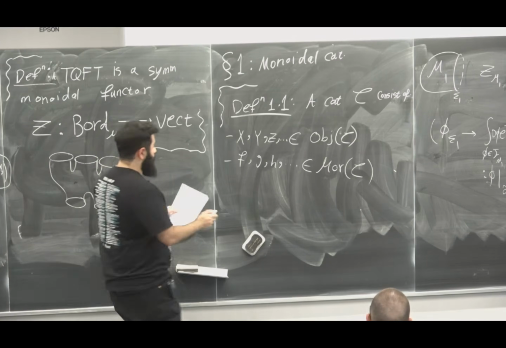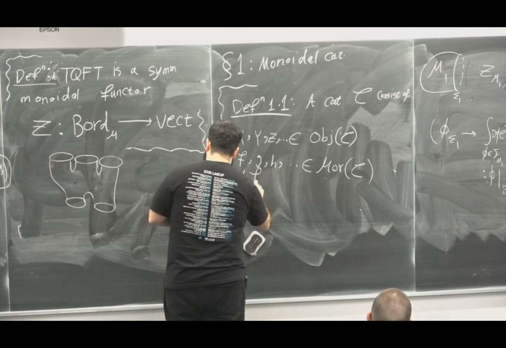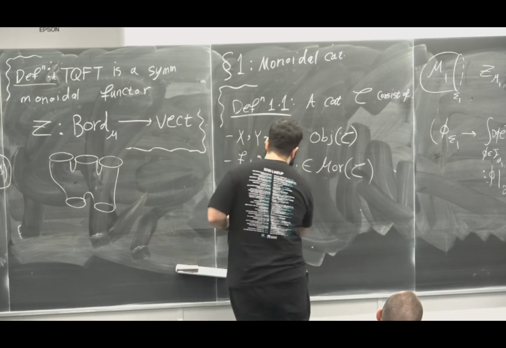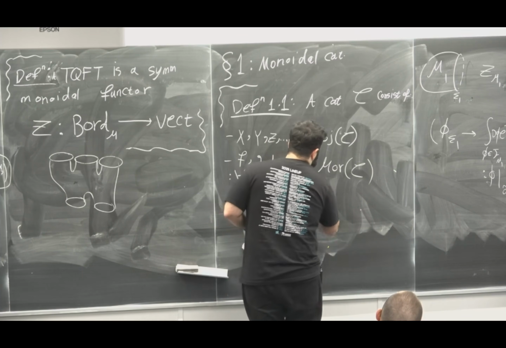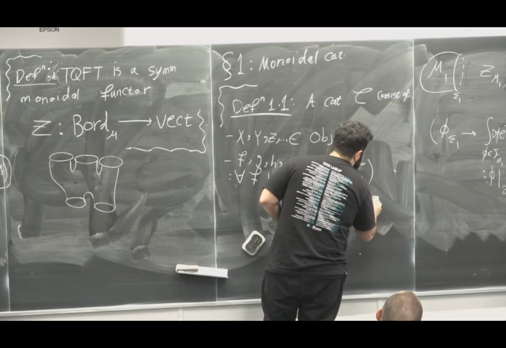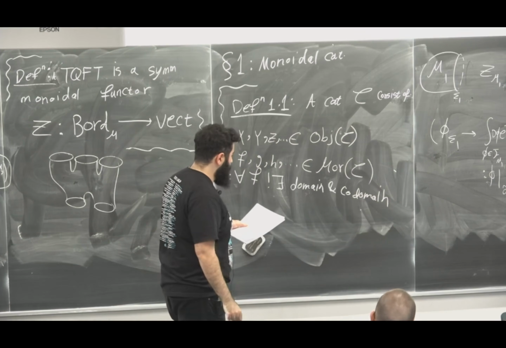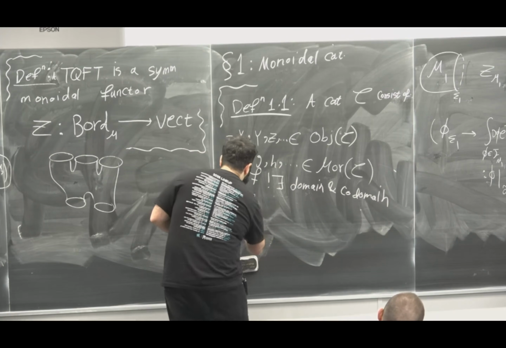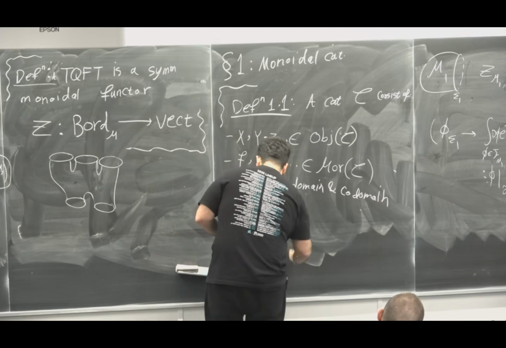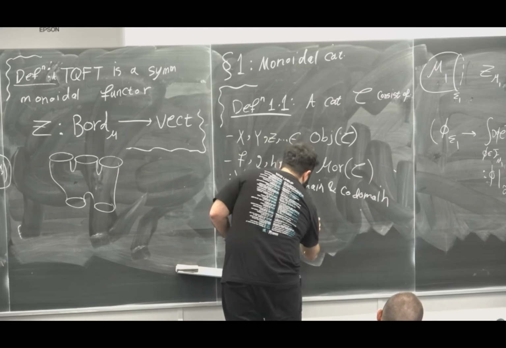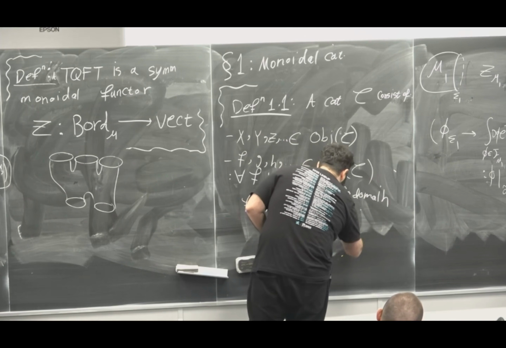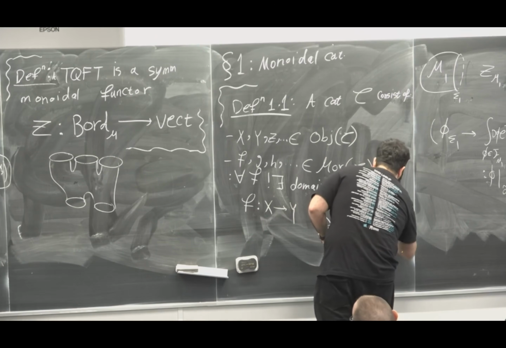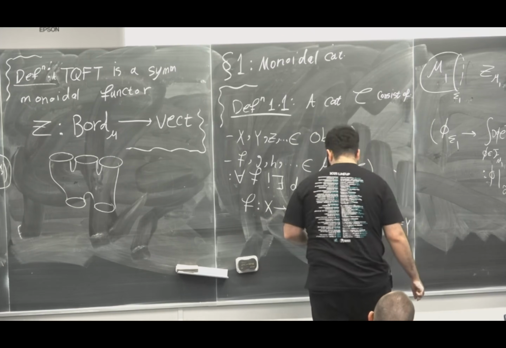Okay, such that for all f, there's a unique domain and codomain, which we will denote with source and target. F is going to be a map between objects x and y, and so we'll say that the source of f is x, and the target of f is y.